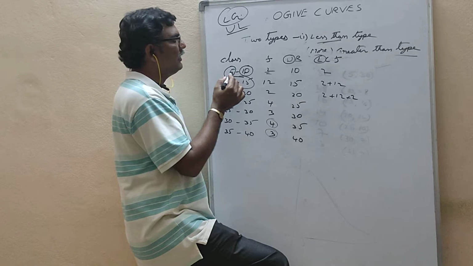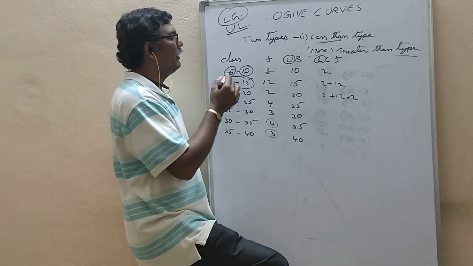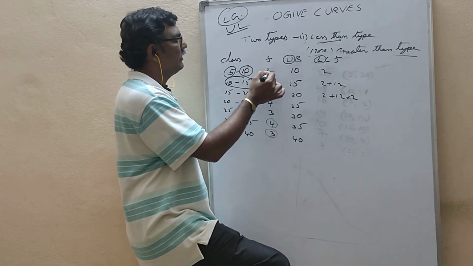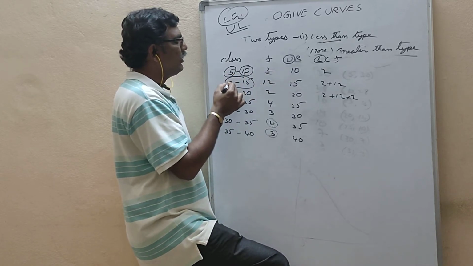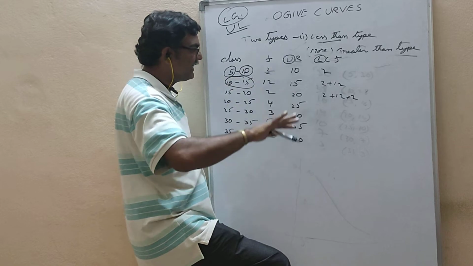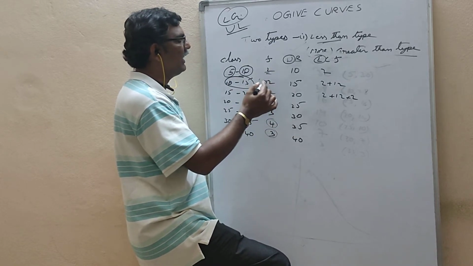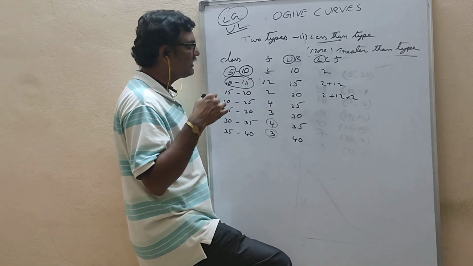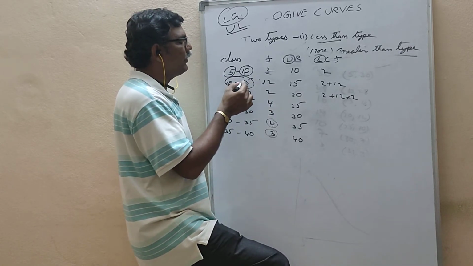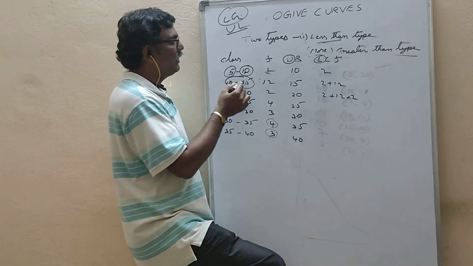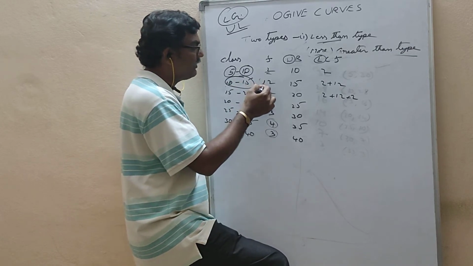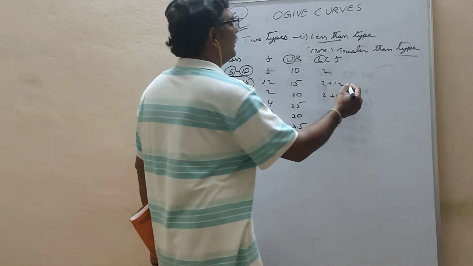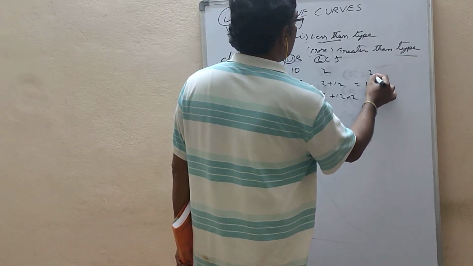I asked before, between 5 to 10 means 2 members. Again I asked 10 to 15, and 12 members raised their hands. Okay, 10 to 15, 12 members are there. Now I am asking how many members secured less than 15. Less than 15 means these 12 members will come and also these 2 members will come. So 2 plus 12, I have written here. This is nothing but 14.